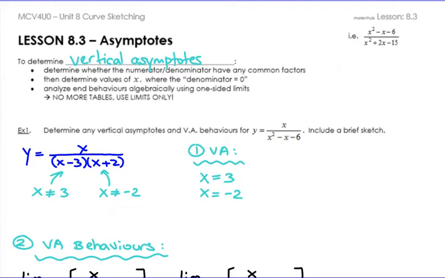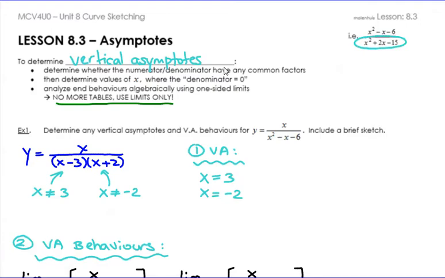And we allowed you guys to use tables to analyze the end behaviors of your function as they approach these asymptotic lines. Now, since we're in calculus, we're going to take a calculus spin on it, which means no more tables, only limits. Okay, so this video is kind of like a review, but also has a little bit of a calculus spin. So let's get into vertical asymptotes first, because the other ones are a little bit more tricky.